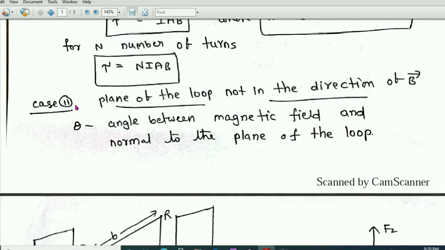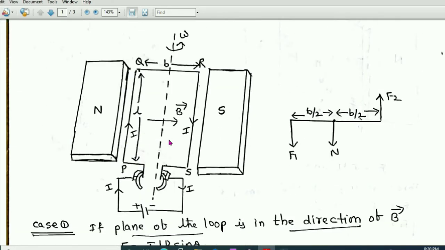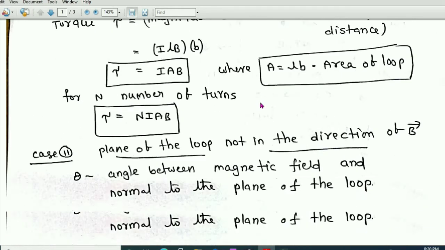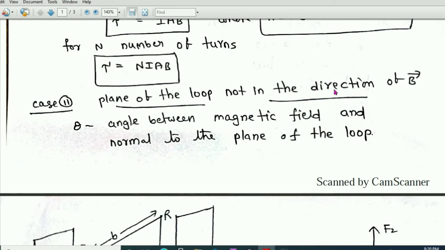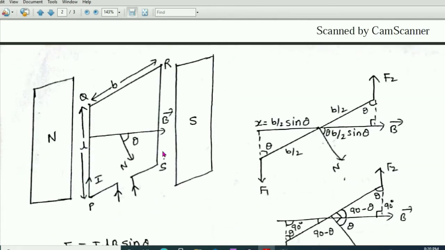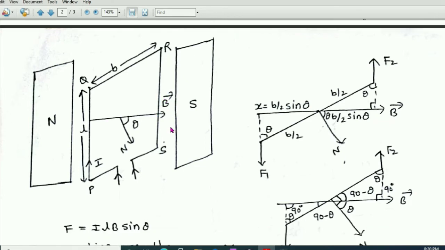Now let us discuss the second case where the plane of the loop is not in the direction of the magnetic field. In the first case we discussed that the plane of the loop is in the direction of the magnetic field. Now the second case is that the plane of the loop is not in the direction of the magnetic field. In this case, the plane of the loop is making some angle with the magnetic field. Let us consider this is the normal drawn to the plane of the loop, and theta is the angle made by this normal with the magnetic field.